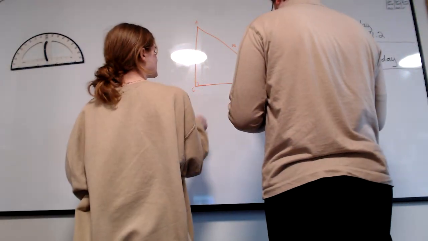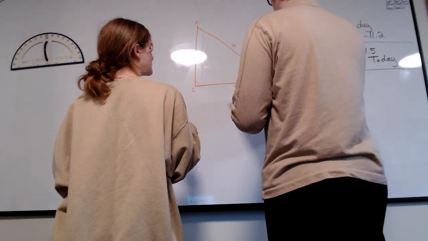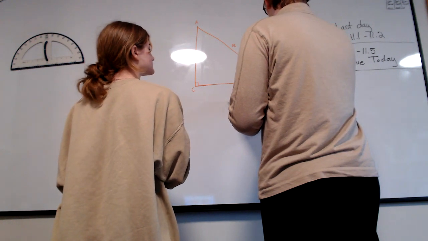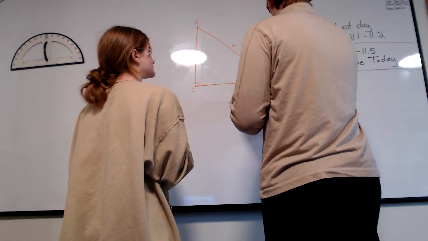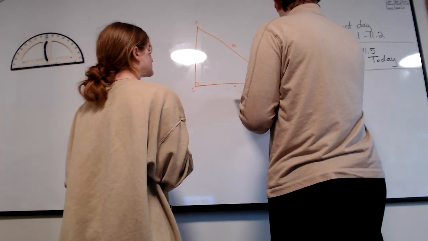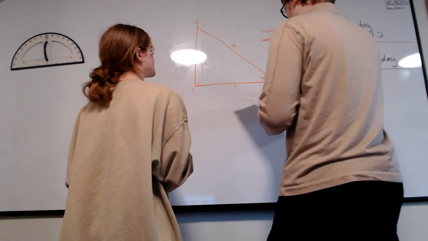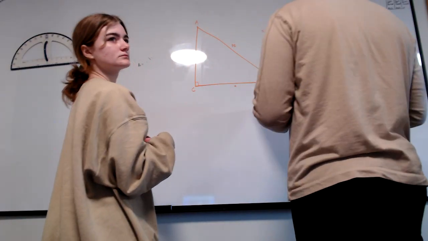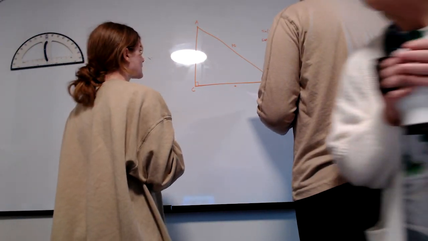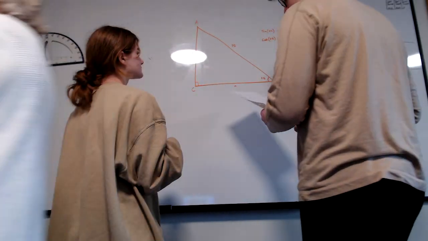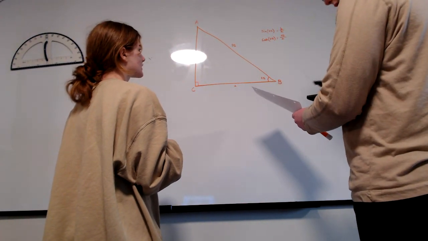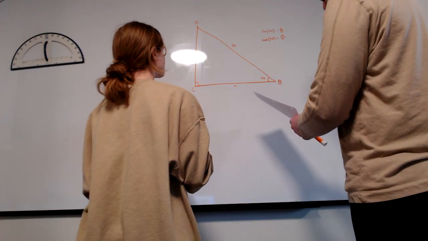We're looking for A. We have 25 and we're looking for side little a. Side little a, side little a. That's all we need. So do tangent A maybe?